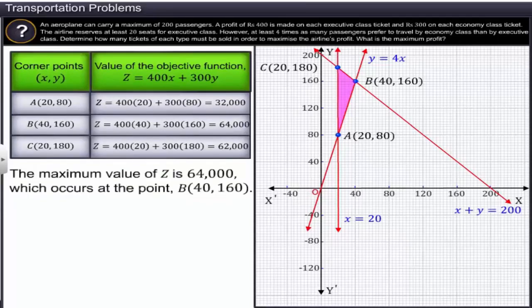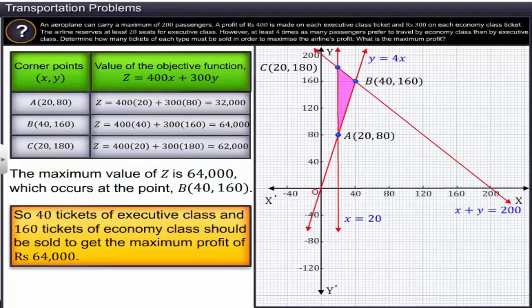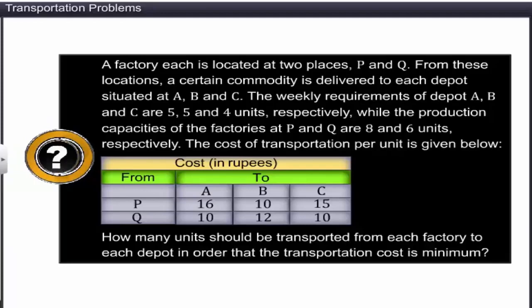The maximum value of the objective function is 64,000, which occurs at B (40, 160). Hence, 40 tickets of executive class and 160 tickets of economy class should be sold to get the maximum profit of 64,000 rupees. Let us solve one more transportation problem now.